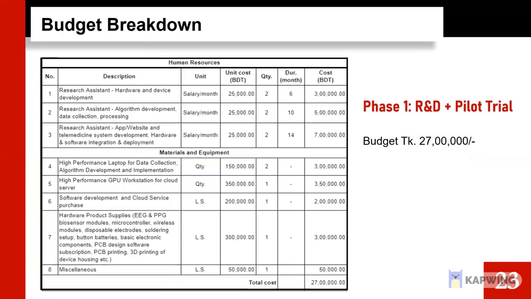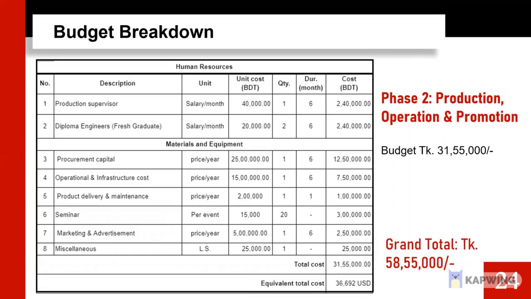As I mentioned while discussing the financial prospect, we have considered 2 specified phases for budget allocation. We propose a budget of 27 lakhs BDT for conducting phase 1, R&D plus pilot trial, that covers all the associated HR, materials, and equipment costs. Next, for conducting phase 2, production, operation, and promotion, we estimated a budget of 31,55,000 BDT that includes the cost of HR, procurement, operation, infrastructure, maintenance, marketing, and advertising. Thus, the total estimated budget of the project is 58,55,000 BDT or around $37,000 US.